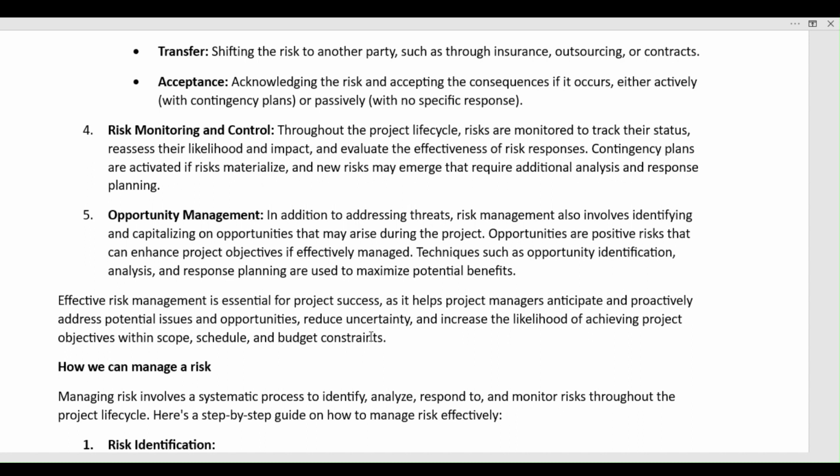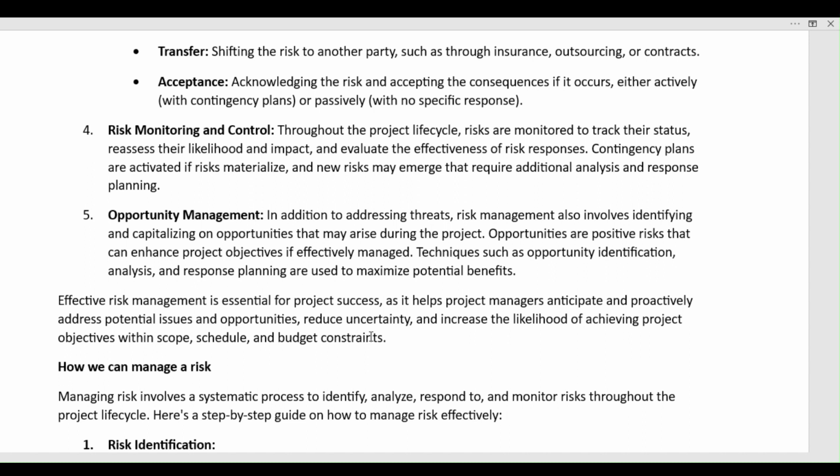Fifth one is opportunity management. In addition to addressing threats, risk management also involves identifying and capitalizing on opportunities that may arise during the project. Opportunities are positive risks that can enhance project objectives if effectively managed. Techniques such as opportunity identification, analysis, and response planning are used to maximize potential benefits.